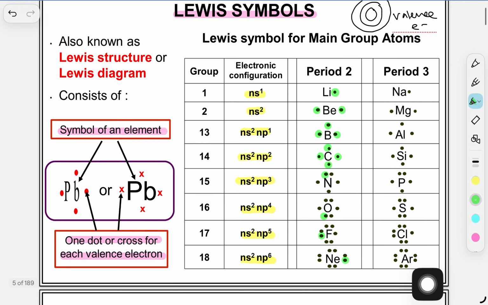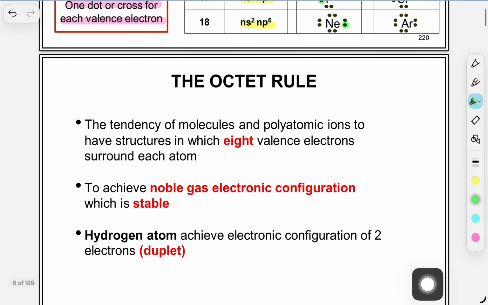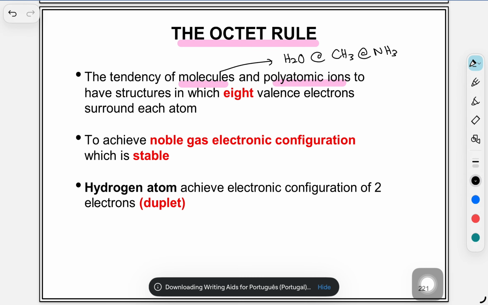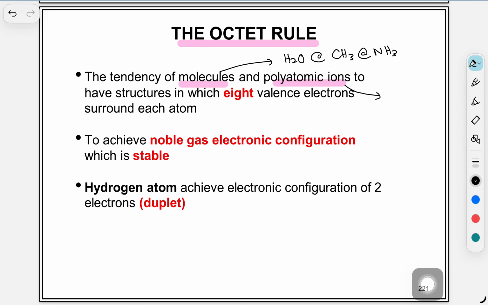Okay, right. Next, let's go on to the octet rule. So we know this term octet. It's not a new term. So octet rule states that molecules and polyatomic ions, okay, what are molecules? Let me draw an example of molecules over here. Simple molecule would be H2O, or your methane, or your ammonia. So these are all molecules. And what about polyatomic ions? So polyatomic ions would be just your sulfate, your nitrate, or even your carbonates. So these are all polyatomic ions.